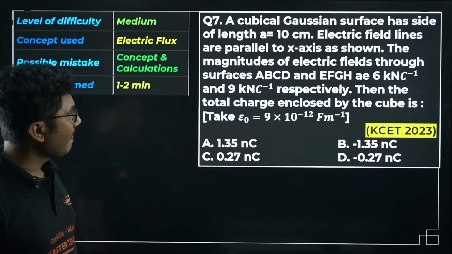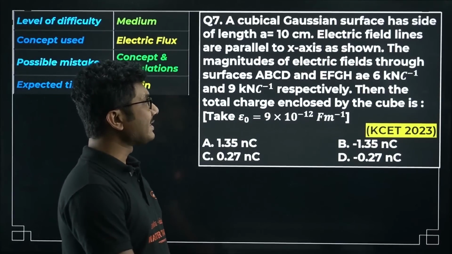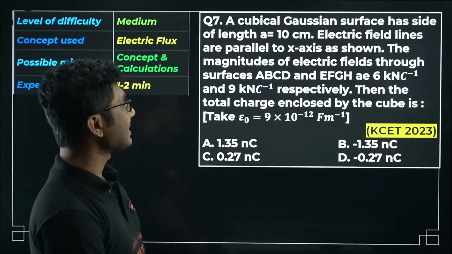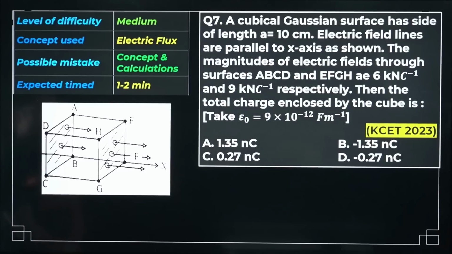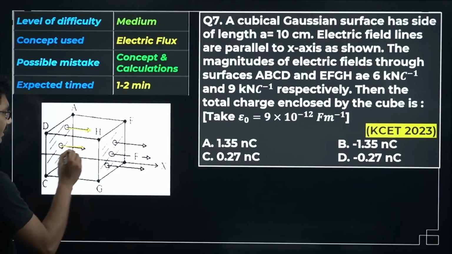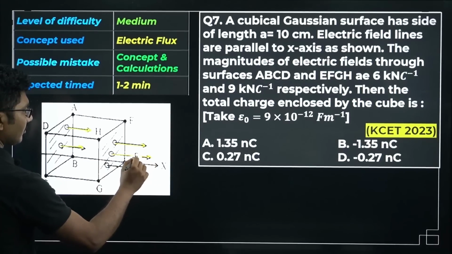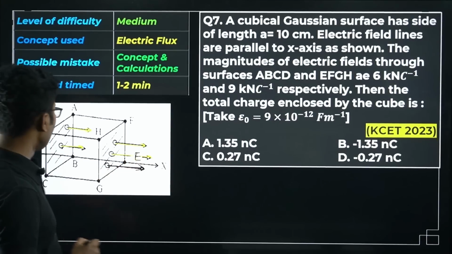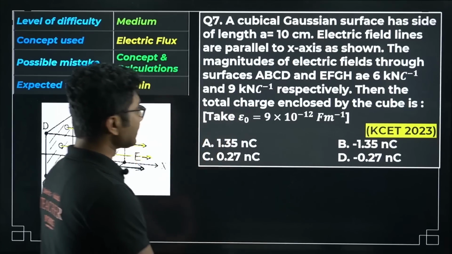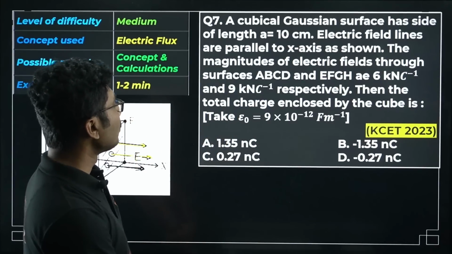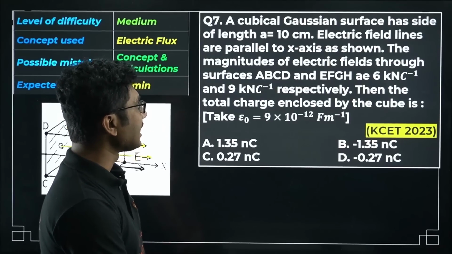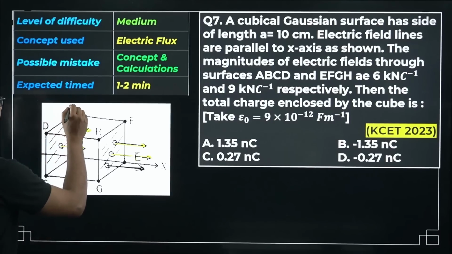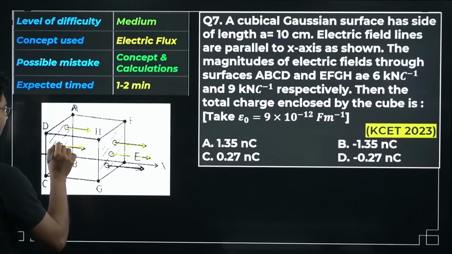Now next question. A cubical Gaussian surface has side of length a equal to 10 centimeter. Electric field lines are parallel to the x-axis as shown. So this is the diagram, these are the electric field lines parallel to the x-axis. The magnitudes of electric field through the surfaces ABCD and EFGH are 6 kilonewton per coulomb and 9 kilonewton per coulomb. So through ABCD it is entering with 6 kilonewton per coulomb.